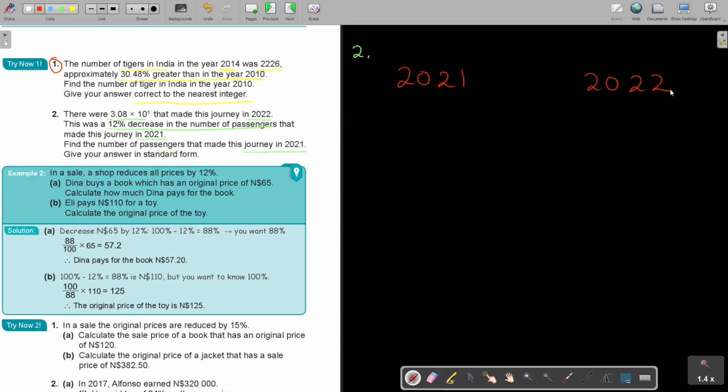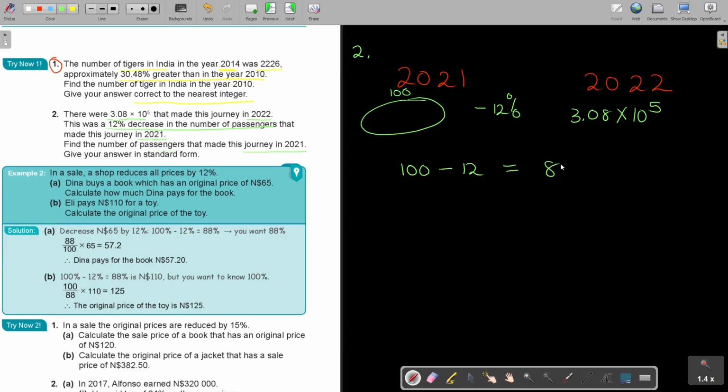And now let's fill in the data. They were that made this journey. So now they tell me that this was, and it's in standard form. Okay. This was a decrease, so it's minus 12%. Okay, don't forget that. That was in 2021. Find that. Okay, so now again they want this. But do you see? So this was 100%. Then I'm going to subtract. So let me just write it down. It was 100 minus 12, and that's 88%. So this is 88%, but I want 100%.